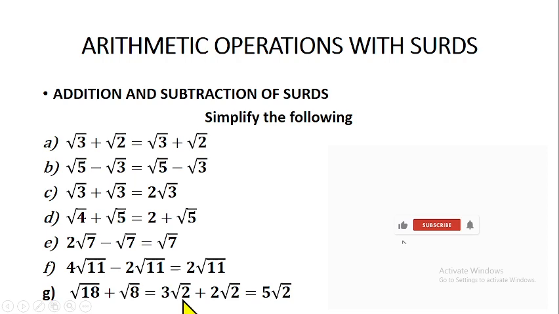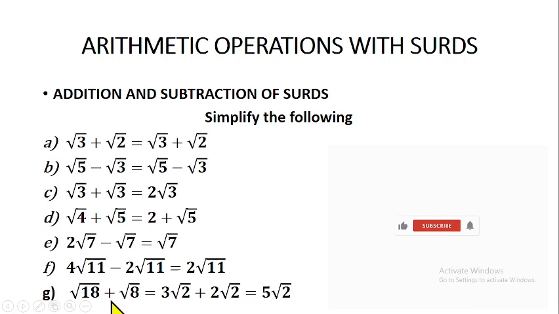Write √(9 times 2) plus. Simplify this one also. That will be 4 times 2, because 4 is a perfect square. √(4 times 2). So what is √4? √4 is 2. Then times √2. That gives us 2√2. I hope you understand what I've done there. So that means √18 plus √8 is 3√2 plus 2√2.